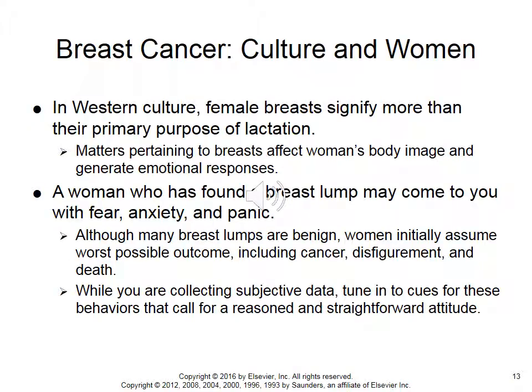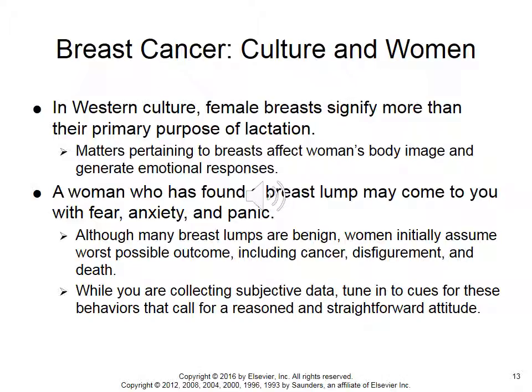So we all know that in our culture, breasts are very sexualized. So finding a breast lump, the diagnosis of breast cancer, the potential of breast cancer can be very troubling to many women. It can cause a lot of anxiety, some fear, some panic. So, although most breast lumps are benign, women will initially assume the worst possible outcome. So, when you are collecting your subjective data, make sure you tune in to cues to what your client is saying and those behaviors, and try to provide some reassurance.